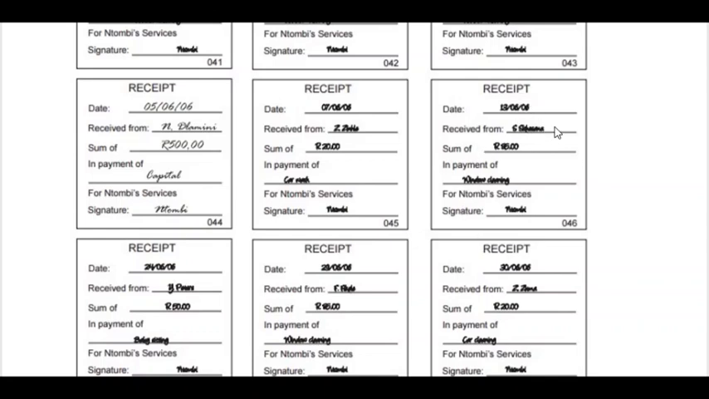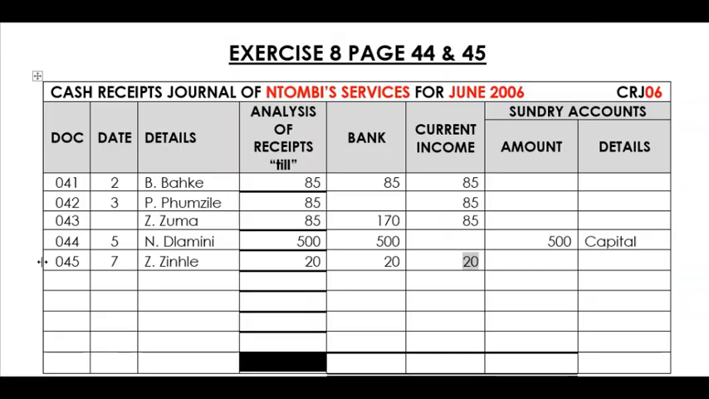We received money from S. Skosana. I know you can't really see there. It's 85 Rand for window cleaning, so in the CRJ it will look like this. It's receipt number 46 on the 13th. The person that paid us is S. Skosana. We received 85 Rand that we put into our till, but it's the only transaction for the day, so we can draw our line and put it in bank. And we received it for window cleaning, so it's current income. Why current income? Because we rendered a service.